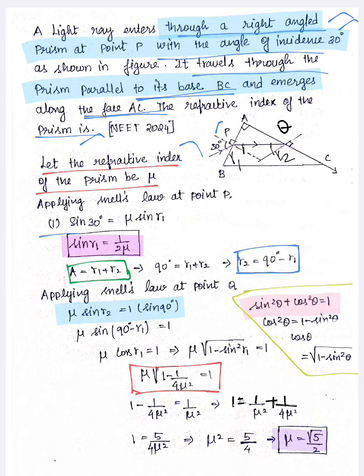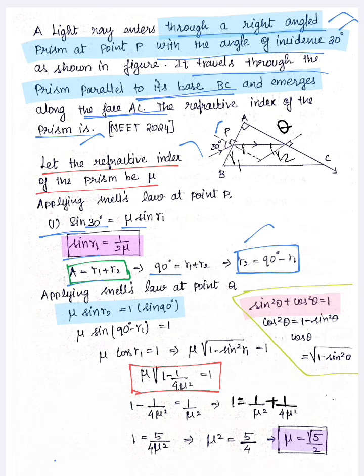We get refractive index of air into sin A equal to refractive index of prism into sin R. Here the angle of incidence is 30 degree, that is given in the question, and refractive index of air equal to 1, sin 30 degree equal to 1 by 2. From this we write sin R1 equal to 1 by 2 mu, and we know angle of prism equal to R1 plus R2. Here angle of prism is 90 degree.